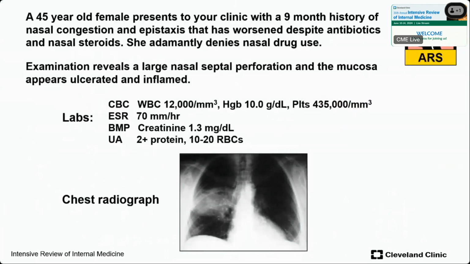This next patient is a 45-year-old female who presents to your clinic with a 9-month history of nasal congestion and epistaxis that has worsened despite antibiotics and nasal steroids. She adamantly denies nasal drug use. Examination reveals a large nasal septal perforation, and the mucosa appears ulcerated and inflamed. On her labs, her white blood cell count is 12,000, hemoglobin of 10, platelets of 435,000. Her sedimentation rate is 70, creatinine is 1.3, and her urinalysis reveals 2+ protein with 10 to 20 red blood cells. And we can see here her chest radiograph.